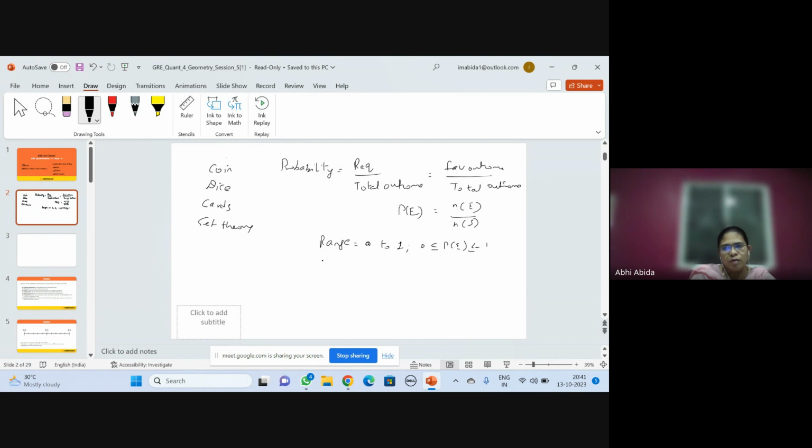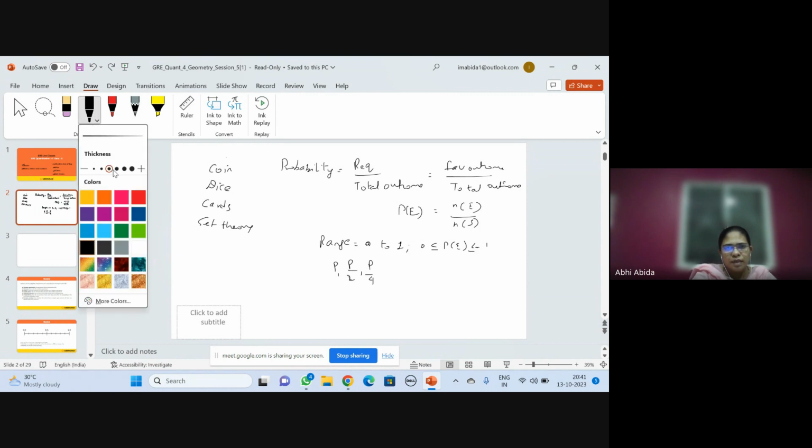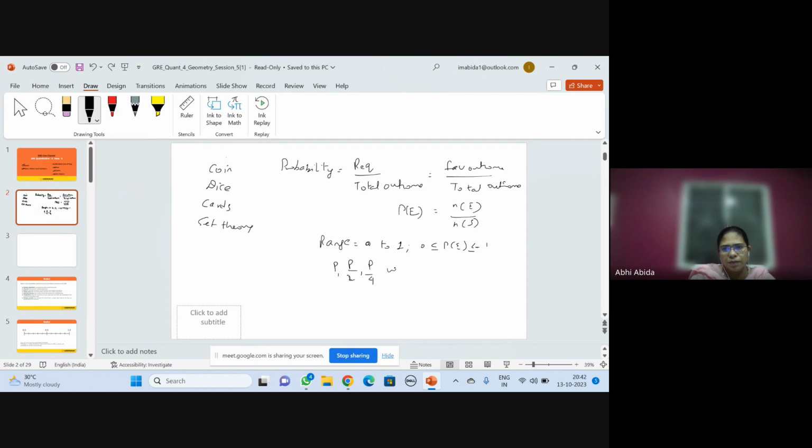I think I have already discussed this, even though I'll repeat. Let us say an experiment happened and there are some outcomes. A certain experiment has three outcomes: P, P by 2, and P by 4. What is P here?